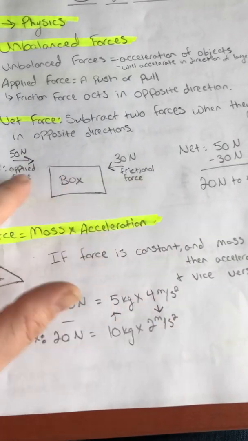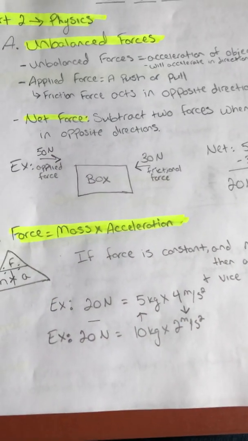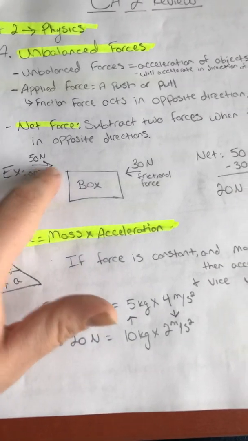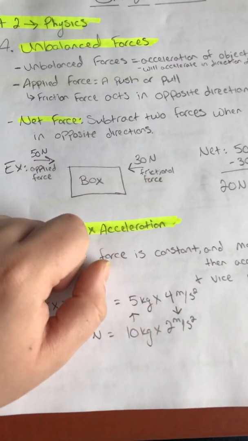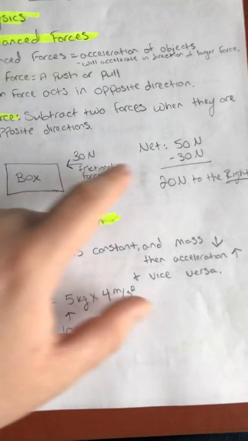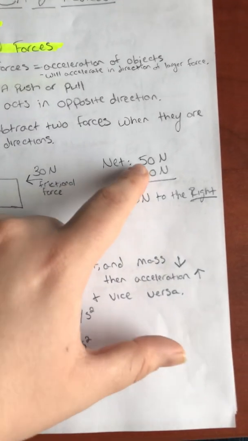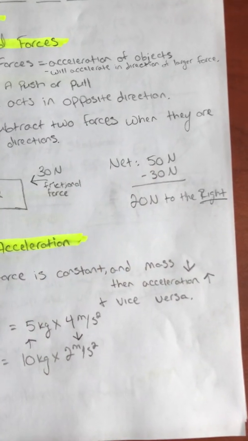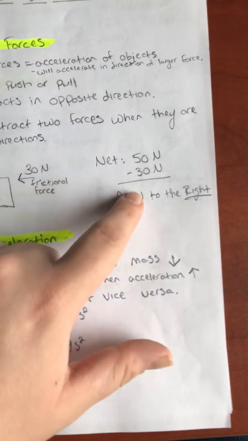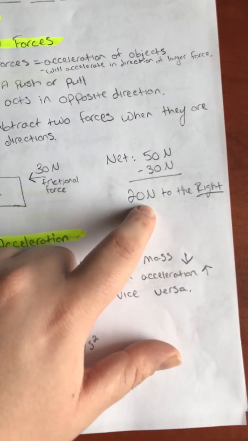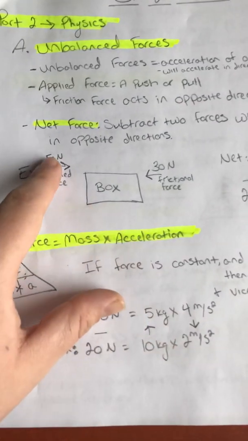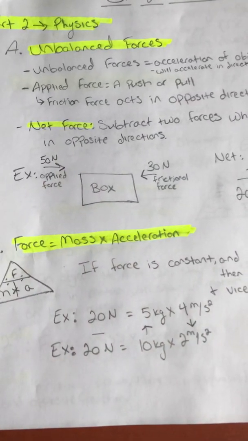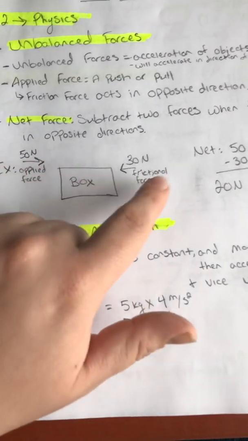Applied force and frictional force always work in the opposite directions. So here our arrows are in opposite directions, therefore we need to subtract to find our net force. We always will do our larger number minus our smaller number. 50 minus 30 equals a net force of 20 newtons to the right. It was to the right because that was the direction of our larger force, since 50 to the right is larger than the 30 to the left.